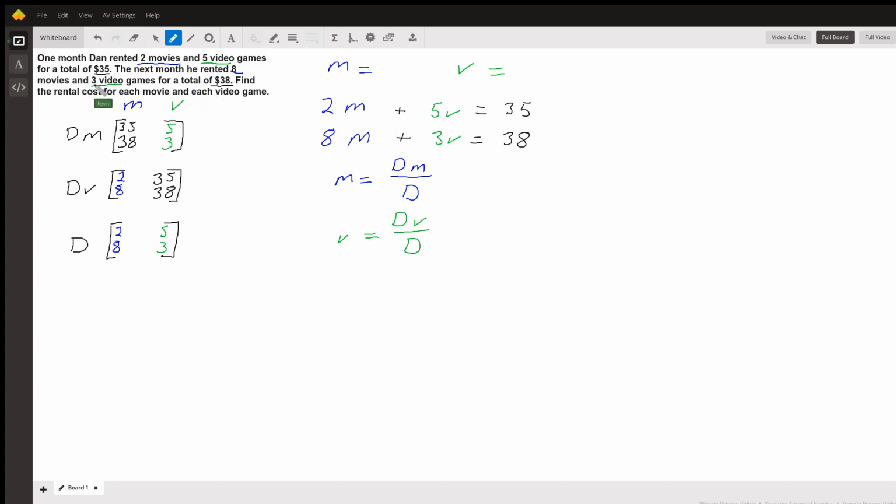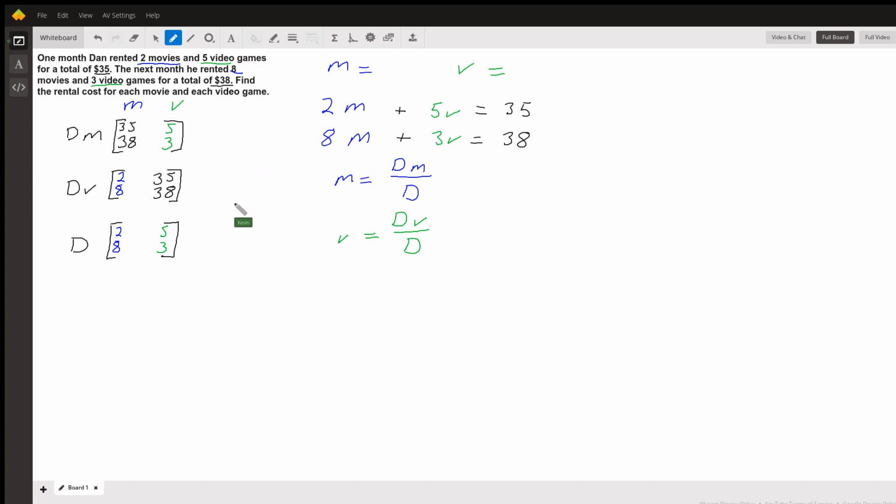The next part of our question, we have the next month he rented 8 movies and 3 video games for a total of $38. So here we have 8 times the price of the movies, for 8 movies, plus 3 times the price of the video games, for 3 video games, equals $38. Now, of course, you could solve this problem using substitution, but once you master determinants, it actually makes it quite a bit easier, I think.